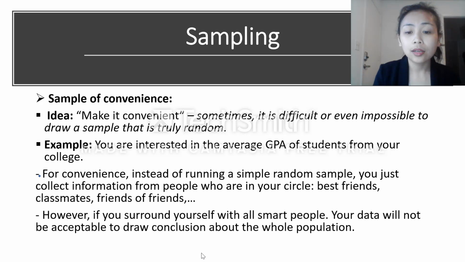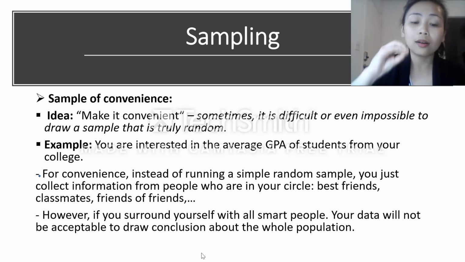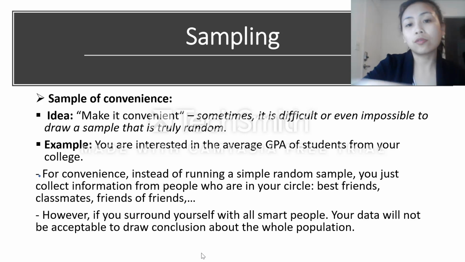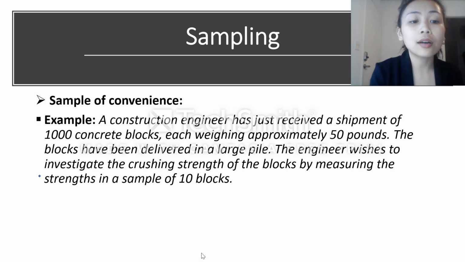In this case, there's one problem. Suppose your friends are all smart because you're smart, so you make friends with only smart people. There's a case that they all have very high GPA. So even if you make a sample of 100 students and take the average, the average of your 100 students in the survey cannot be a good estimate for the average of students from your college, because you are making a sample of only smart people. So you see that. Now let's look at another example.